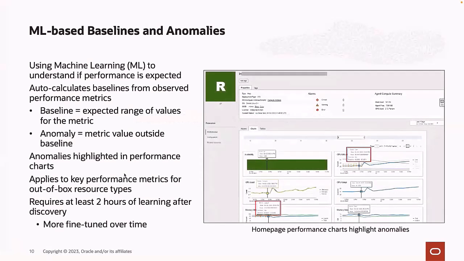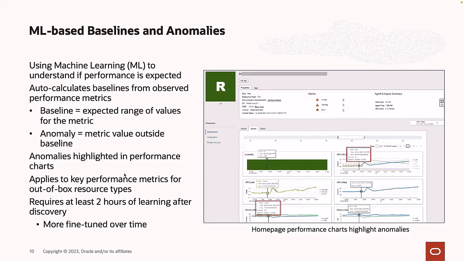The second feature we're going to discuss today is baselines and anomalies. For key performance metrics, Stack Monitoring will automatically calculate its baseline behavior using machine learning algorithms. Baselines are the expected range of values for the metric. If a metric is outside of the baseline, this will be flagged as anomalous in our charts, and it'll help you easily identify if a behavior is different and could be the sign of a potential problem.